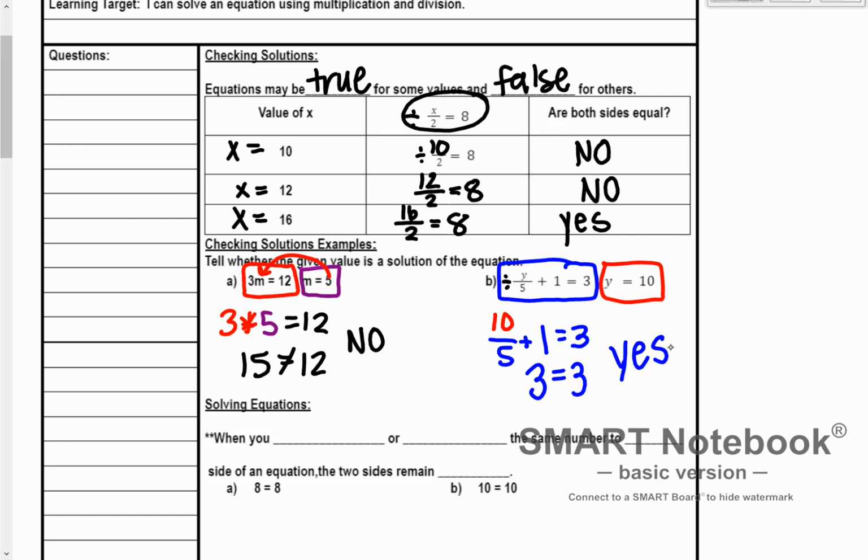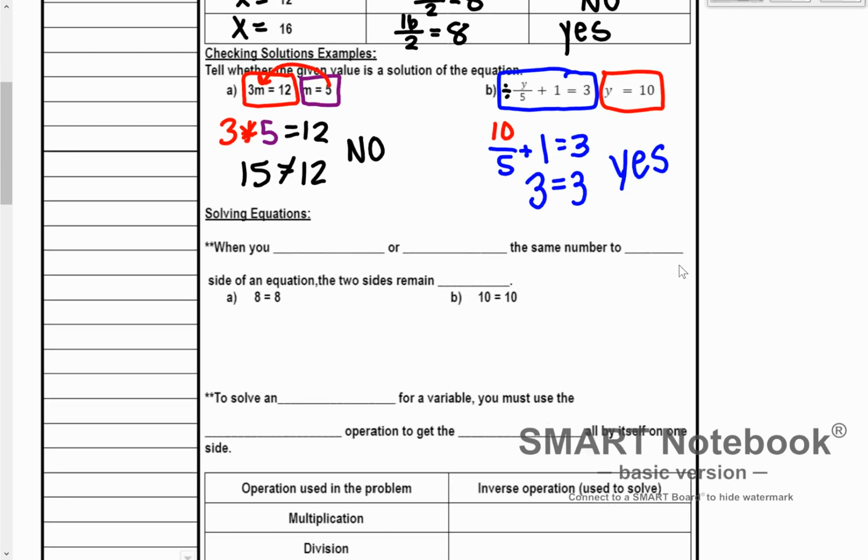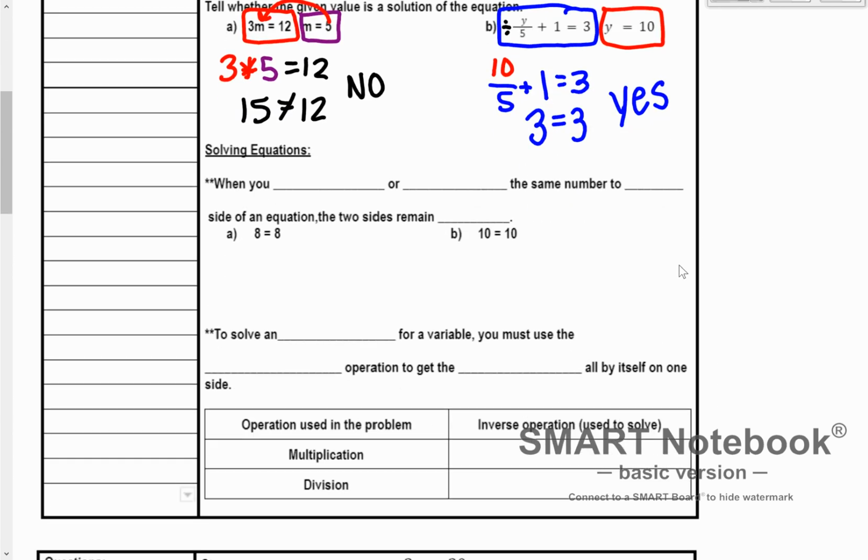So the same way that we check solutions with addition and subtraction, we just have multiplying and dividing here instead. Solving equations. Again, same thing. When you multiply or divide the same number to both sides of an equation, remember we have to do it to both sides of that equal sign, the two sides remain equal.